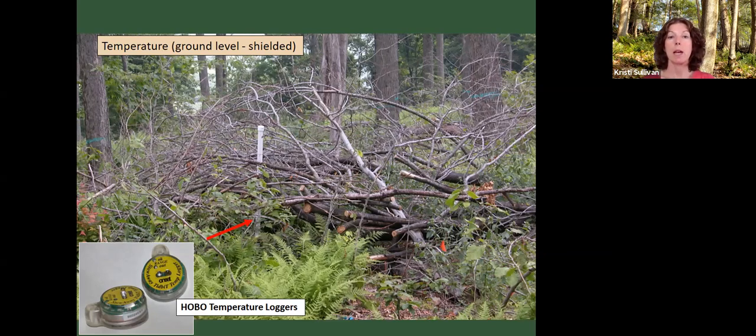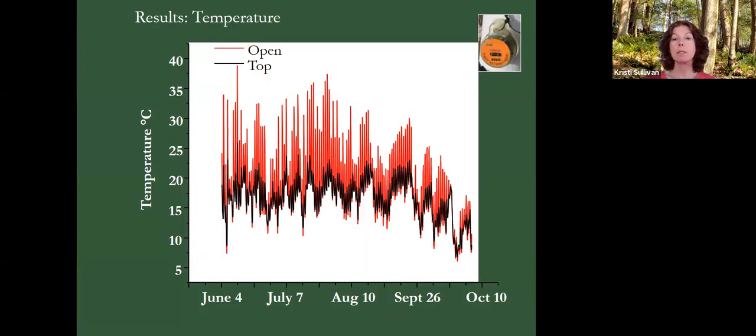We put one inside the pile of wood, so under the pile of wood, and one out in the open area in the forest where there wasn't a pile. And we monitored the temperatures in many different locations over many years. And what this slide is showing is basically on the bottom axis is time. So across time, and on the axis on the left is temperature.